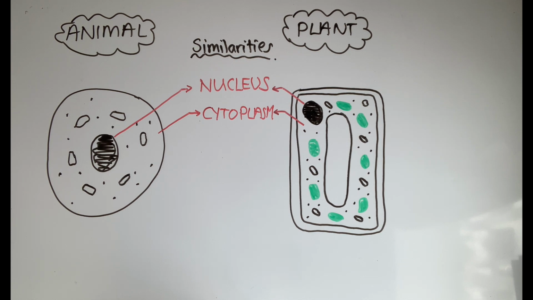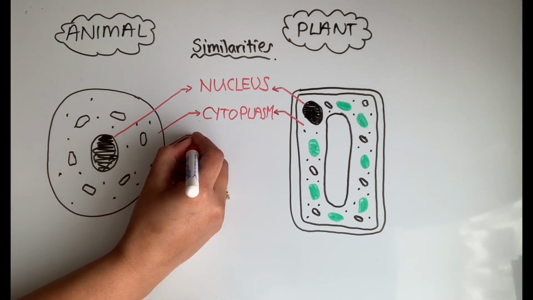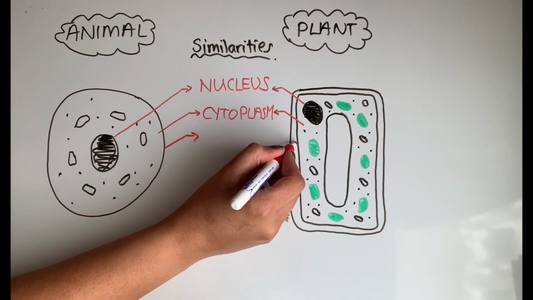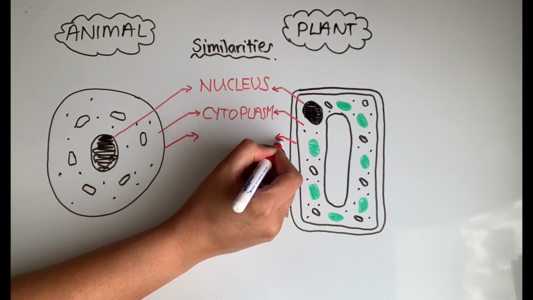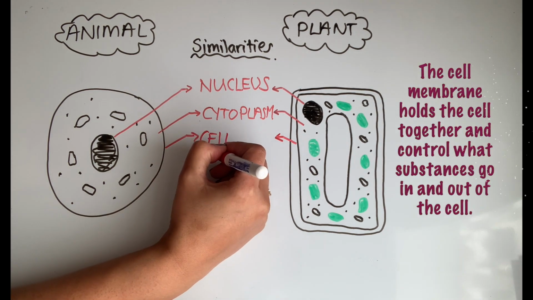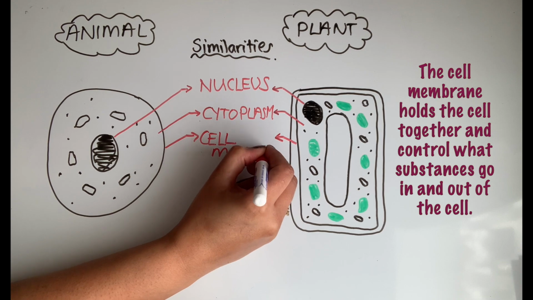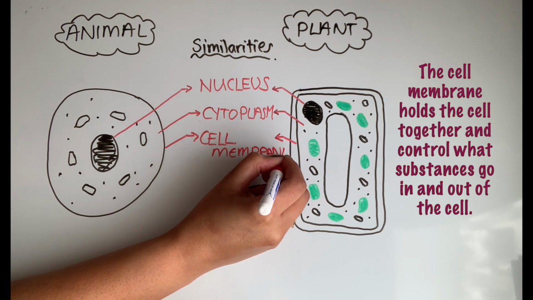The next part that we're going to label is the part that holds both of these cells together, and it also is able to control what goes in and out of the cell, and that part is called the cell membrane. There we go. Cell membrane.